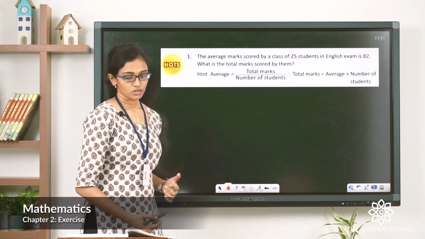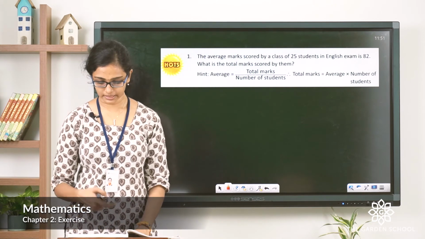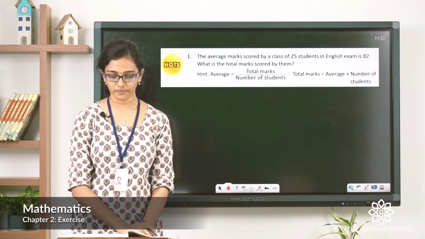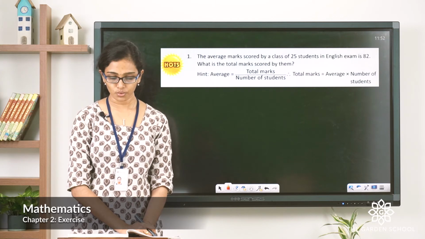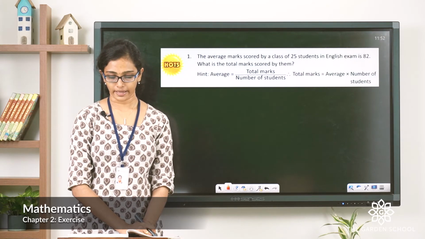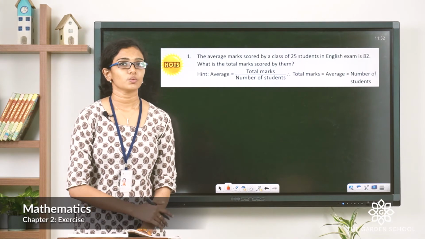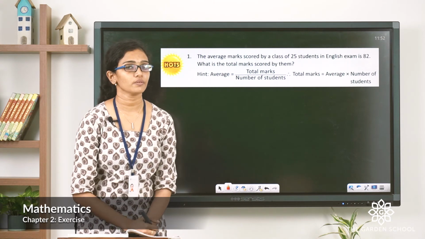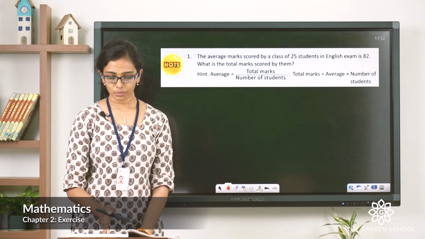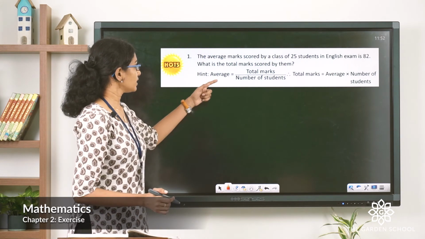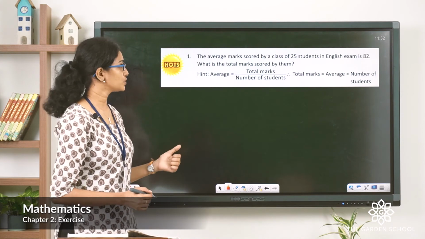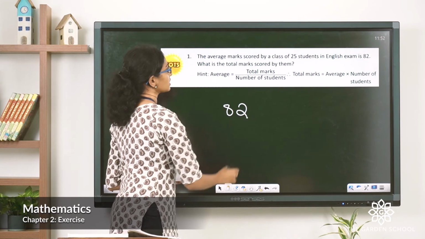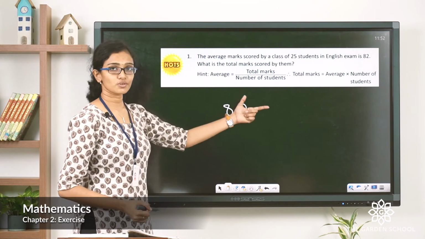Now we can see this heading HOTS in page number 31. There are 2 questions. The first one, the average mark scored by a class of 25 students in English exam is 82. What is the total marks scored by them? So we know we find the average from the total divided by the number of values in the group, right? So you're given the average marks scored by 25 students, which is equal to 82. So here the average is 82, and what else is given in the question? The number of students.